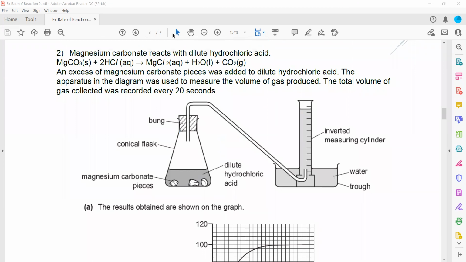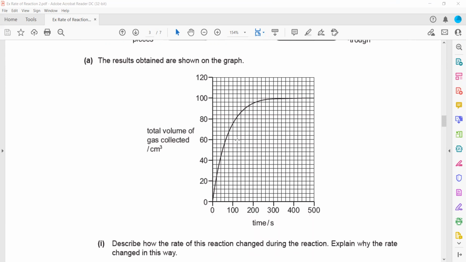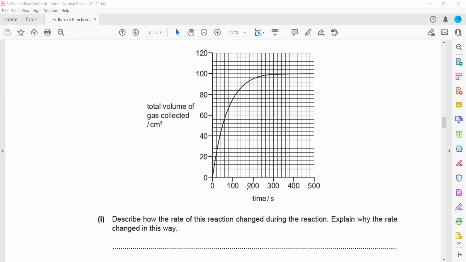The second question: magnesium carbonate reacts with dilute hydrochloric acid. So magnesium carbonate plus hydrochloric acid gives magnesium chloride, water and carbon dioxide. An excess of magnesium carbonate pieces are added, like we add more than enough we need for the reaction to occur. The apparatus in the diagram is used to measure the volume of the gas produced. The total volume of the gas collected was recorded every 20 seconds. So this is the total volume of the gas which is collected. We measure after every 20 seconds.